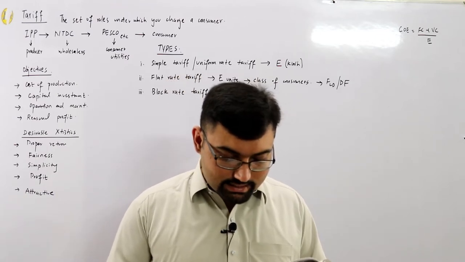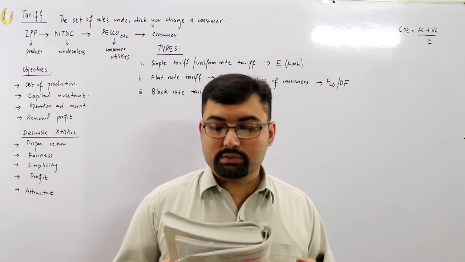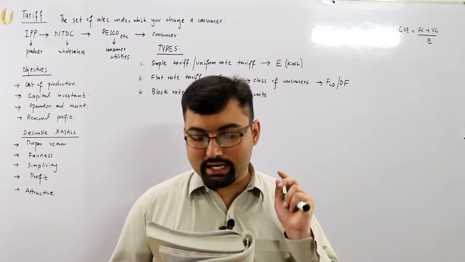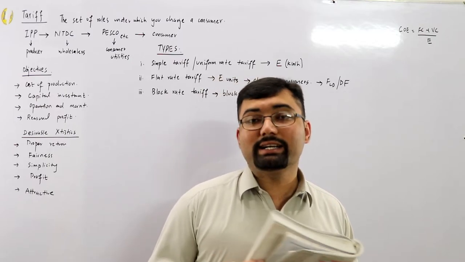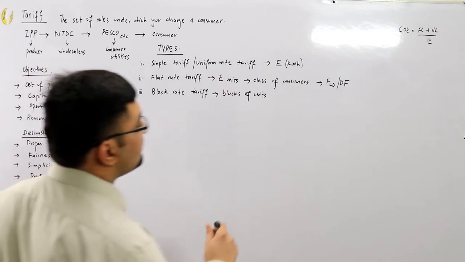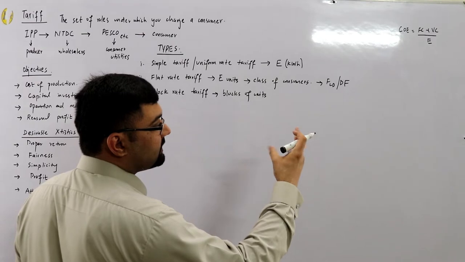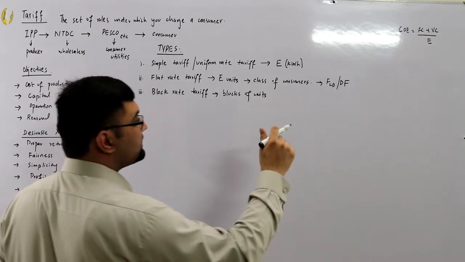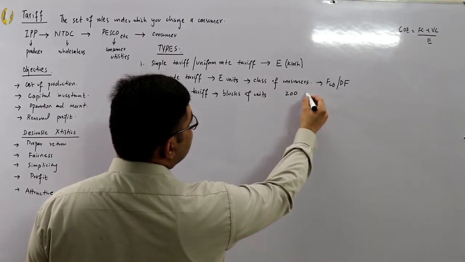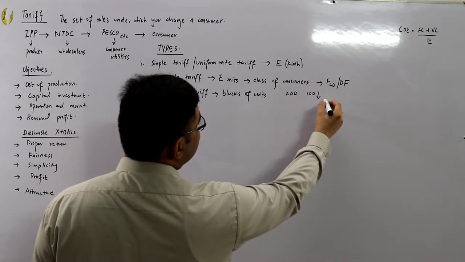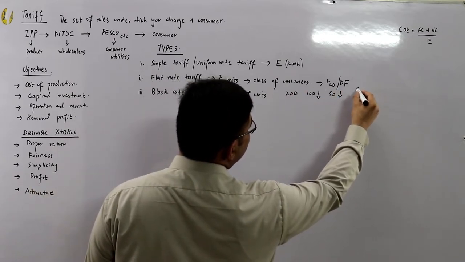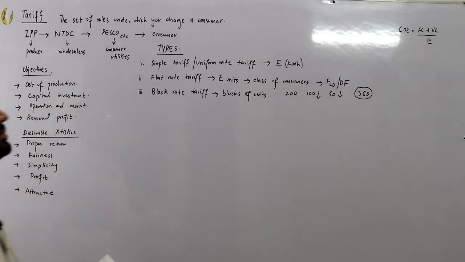What the book says is that when a given block of energy is charged at a specified rate and the succeeding blocks are charged at a progressively reduced rate, this is called block rate tariff. First you charge at a particular rate, and after that block you charge on a reduced rate. Let's say you charge the first 200 units at one rate, then the next 100 units at a reduced rate, then the next 50 at a further reduced rate, if the total units are 350.